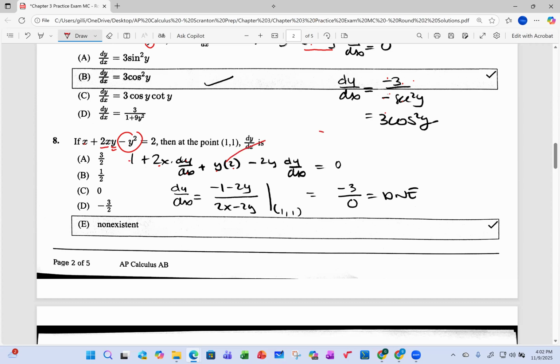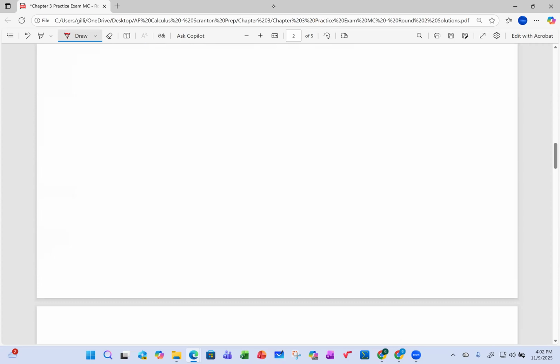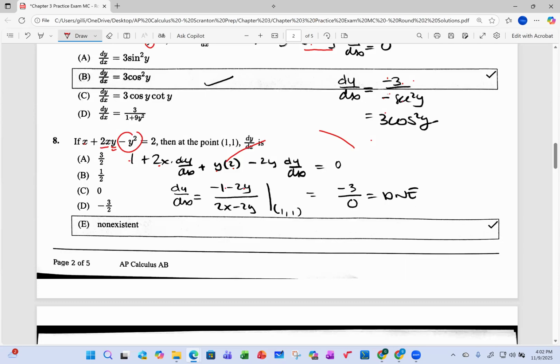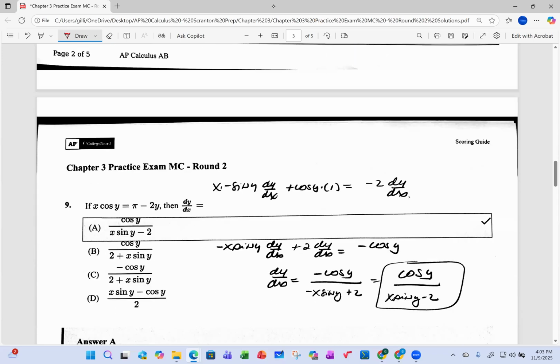I'm going to take over the 2y and make it negative, take over the 1 and make it negative, everyone. And I'll factor out that dy dx, and I'll be left with 2x minus 2y. When I sub in the 1, 1, for both x and y here, I get negative 3 on top over 0, which is D, and E.